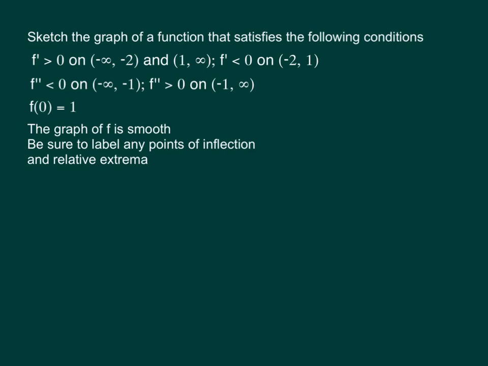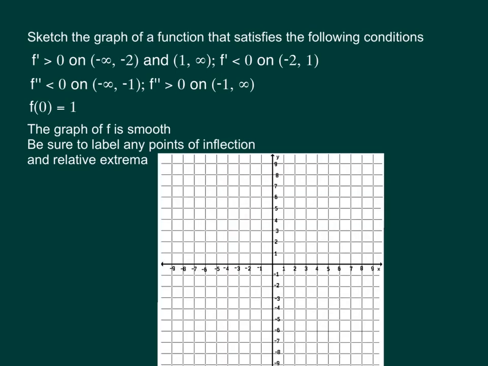Let's see, time to bring up a coordinate plane. Here we go. All right, so what I like to do first is to plot anything about the original function on the graph. So this f of 0 equals 1, that is just a y-intercept, so I'm going to plot that point right here. There we go.